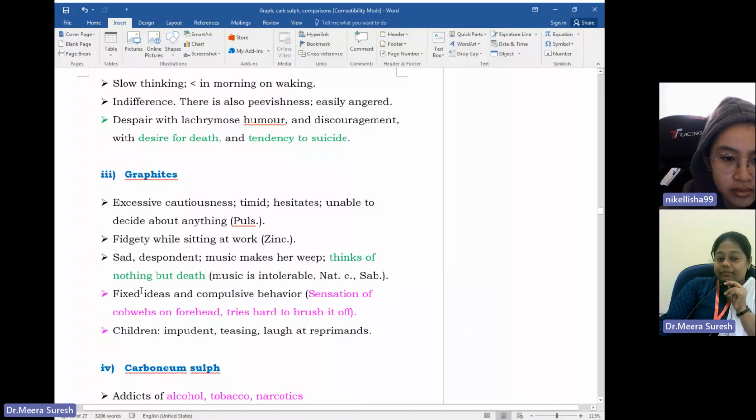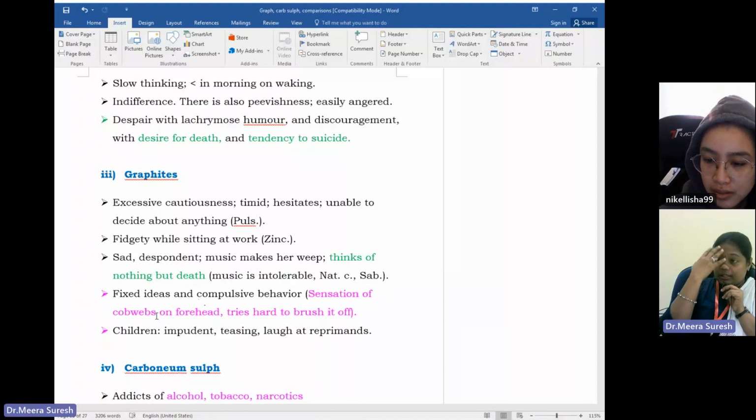Then they have fixed ideas and compulsive behavior. So in conditions of OCD, obsessive compulsive disorder, we can think about Graphites, and how they express that obsessive nature is they have a sensation of cobweb on the forehead and try hard to brush it off. They'll be always doing like this, as if there is something on their face, especially here on the forehead, and they're completely trying to remove it from them. So that is how they manifest OCD.